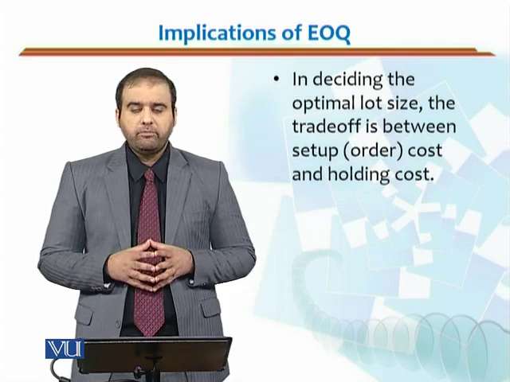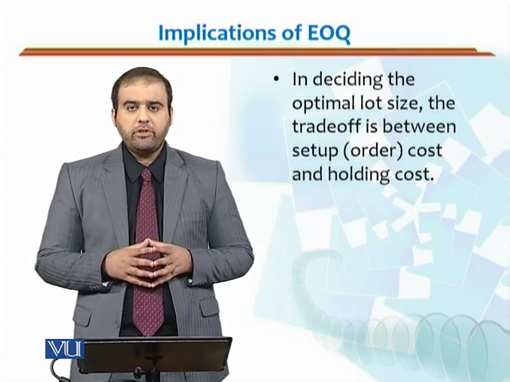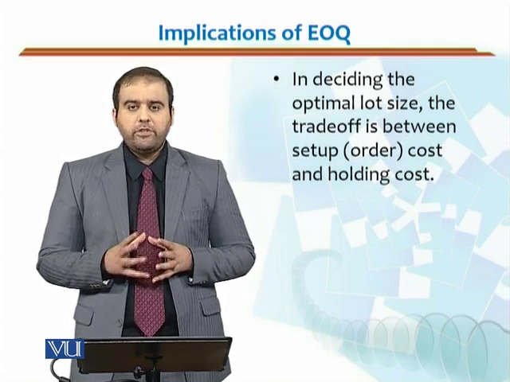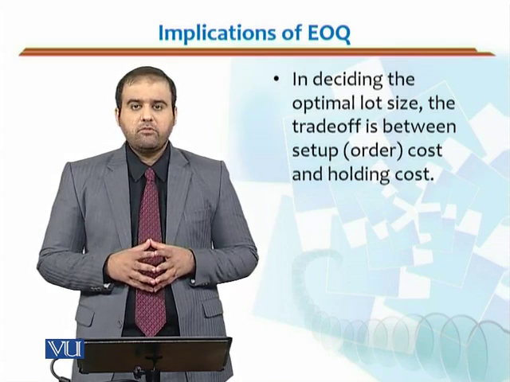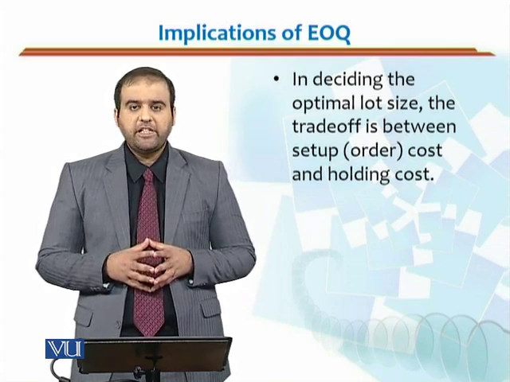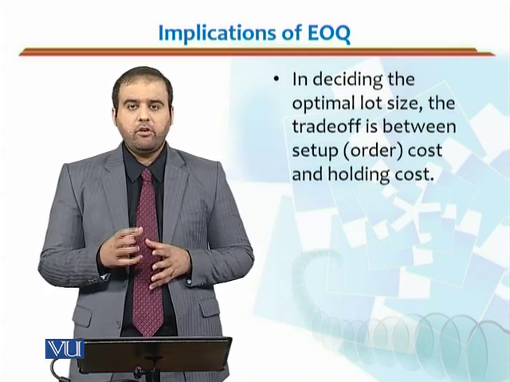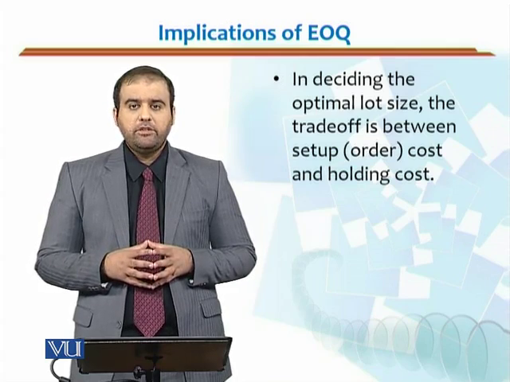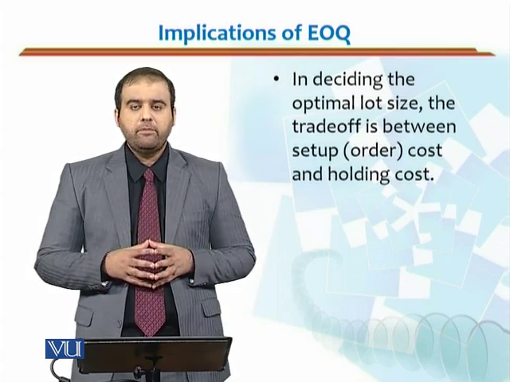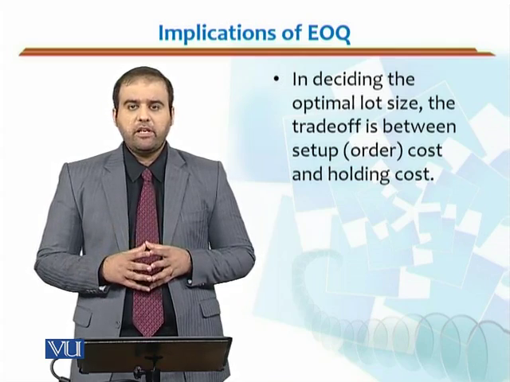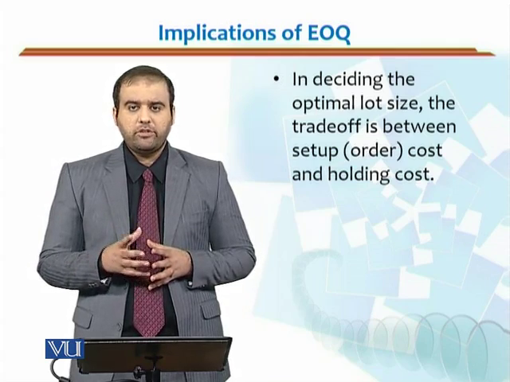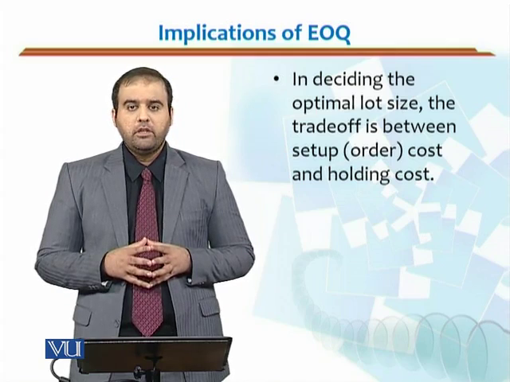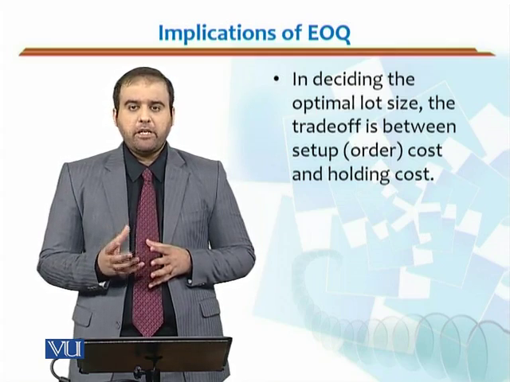The second thing, an important characteristic of economic order quantity, originates from the square root law. As you know, if you have seen the economic order quantity formula, that formula is encompassed under a root, or the square root, what we call. That has a mathematical implication.